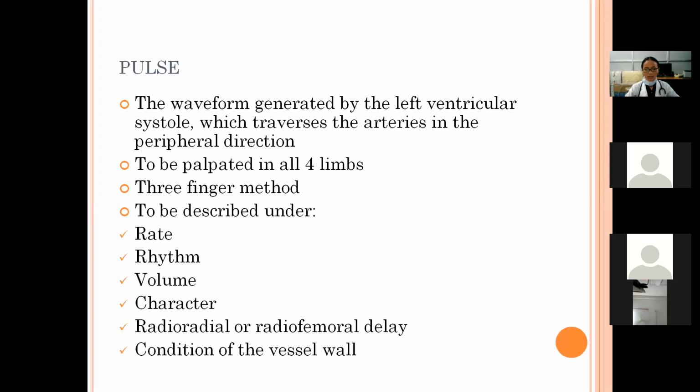And then the condition of the vessel wall is checked by just rolling the pulse on the hand over the bony prominence. In atherosclerosis, there will be hardening of the vessel wall, and the vessel will be felt as cord-like. There will be a cord-like feeling in the vessel.